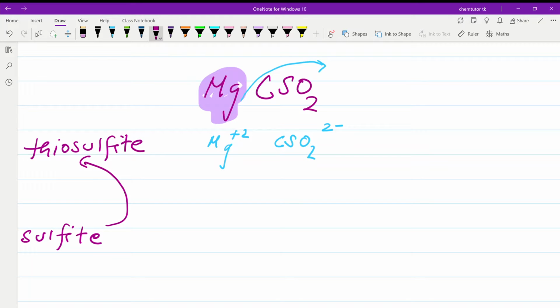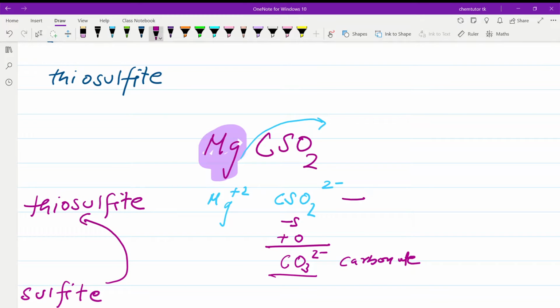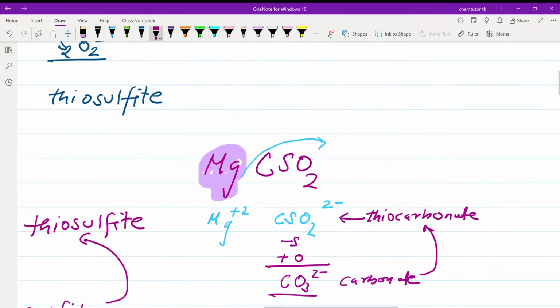Now we have to do the reverse operation to see what the parent one was. I take away sulfur and add the oxygen to see what was before. If I remove the sulfur and add the oxygen, it becomes CO3 2 minus. This is carbonate. From here we can conclude this is thiocarbonate. So the name of this compound is magnesium thiocarbonate.